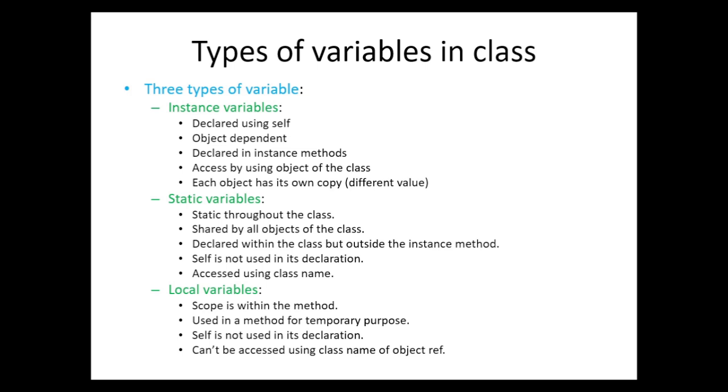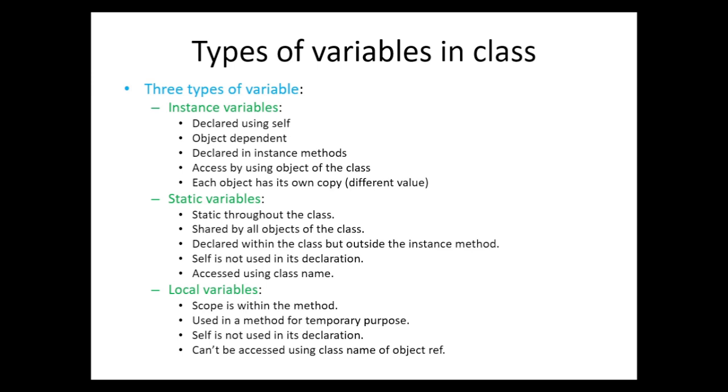For example, if we talk about the instance variable, they are declared using self. They are basically object dependent. Every object has a different value. They are basically declared in the instance method and accessed by using the object of the class. By using the object reference, we can access this instance variable. So each object has its own copy, meaning every object will have a different value.